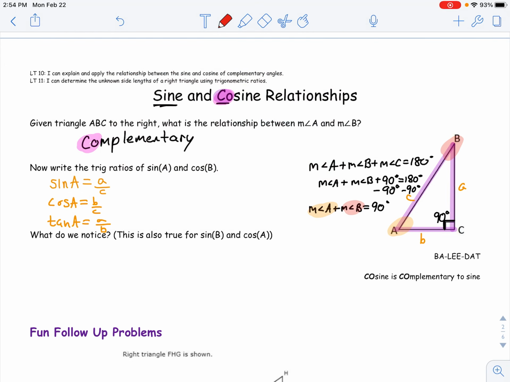Now, I'm going to do this in a different order, but now cosine of angle B, let's do cosine first. Let's compare cosine and sine A.